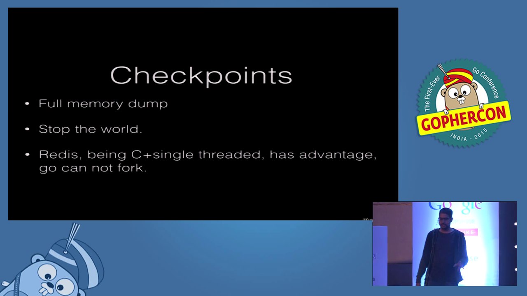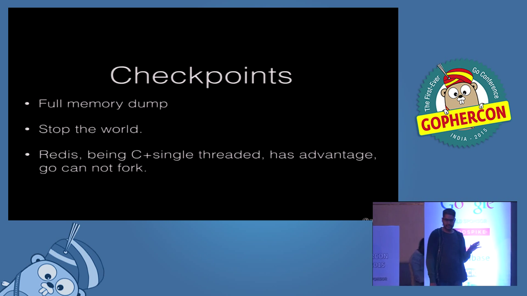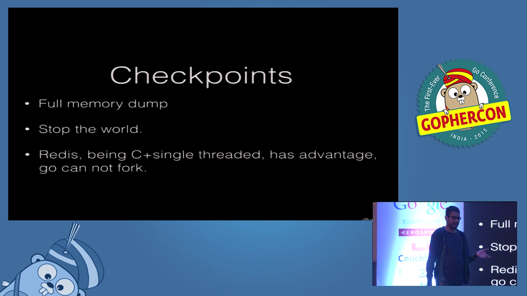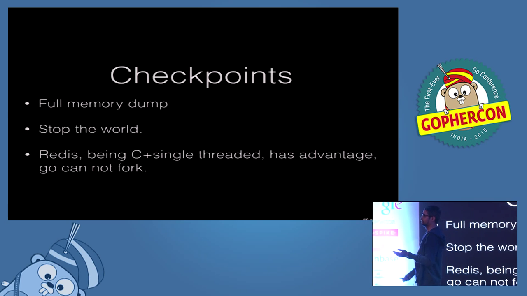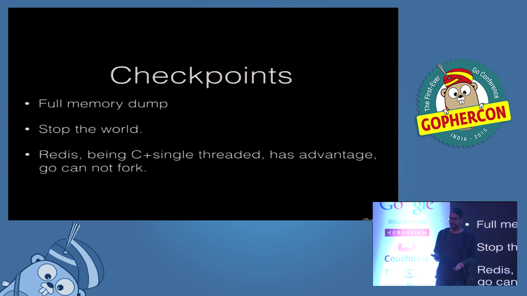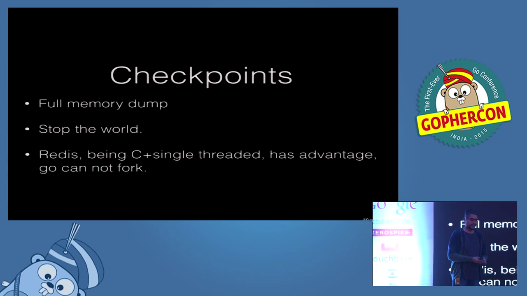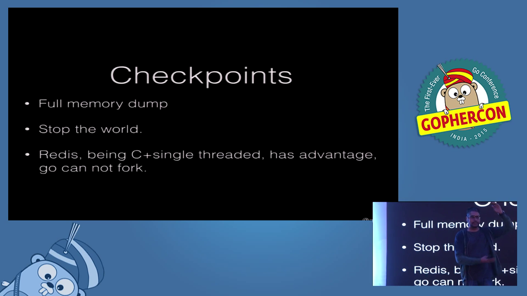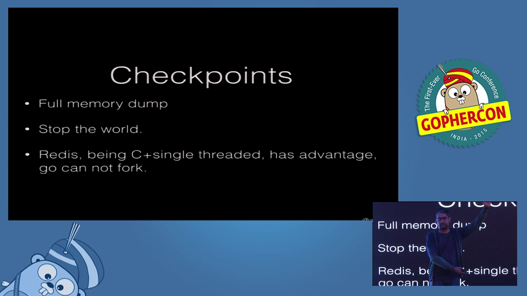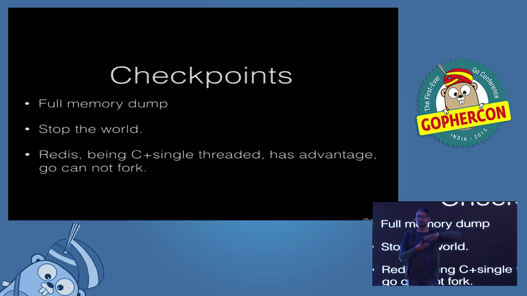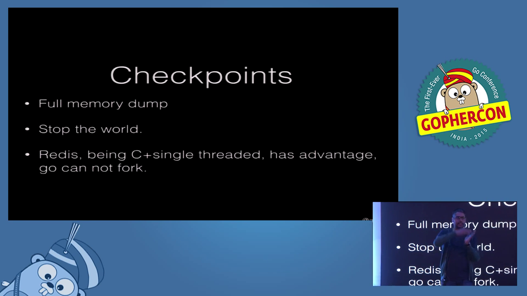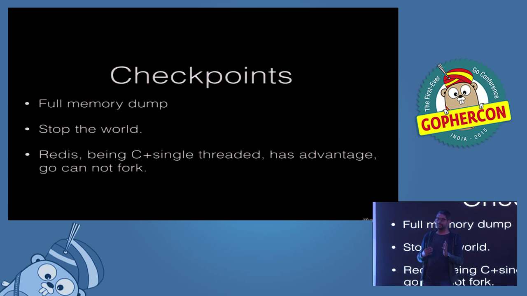In case of Redis, it's a single-threaded C program. There's an extra advantage when you're trying to do this: Linux provides you fork. Fork means that if you have 1 GB of data in your process memory, and you fork, that 1 GB doesn't become 2 GB. Both of them have access to kind of the same data, and there's copy-on-write semantics.